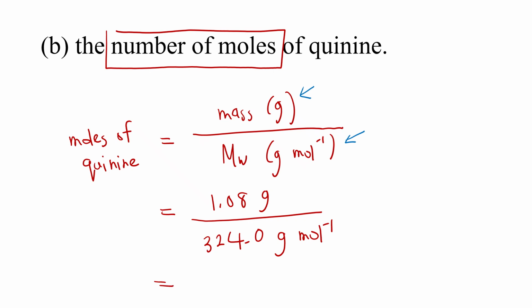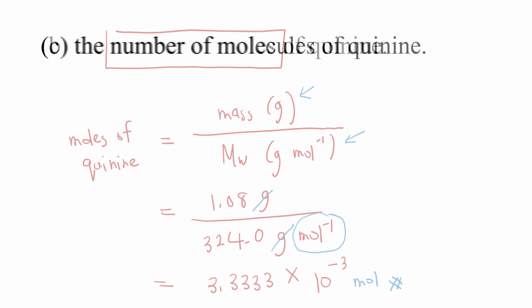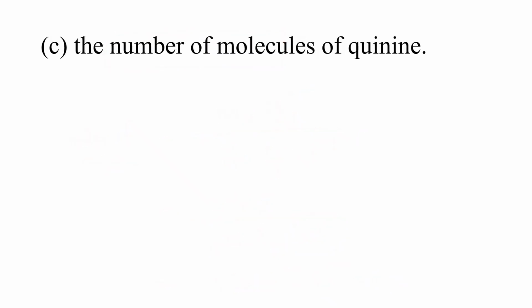So by doing this bahagi, you will get 3.333 darab 10 kuasa negatif 3. And for the unit, gram atas, gram bawah bahagi. So kita tinggal 1 bahagi per mol. So the unit will be dalam mol. That easy. Okay, so now kita nak cari pula number of molecules of quinine.